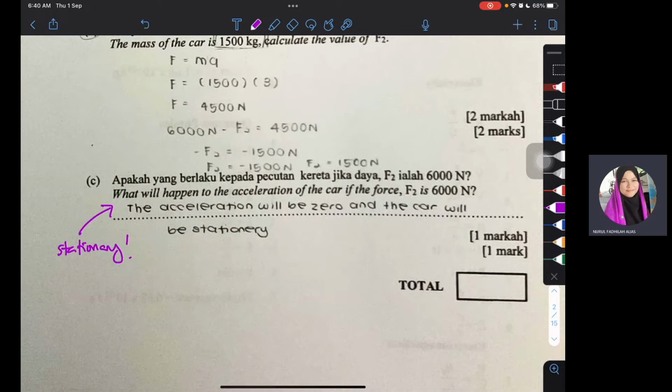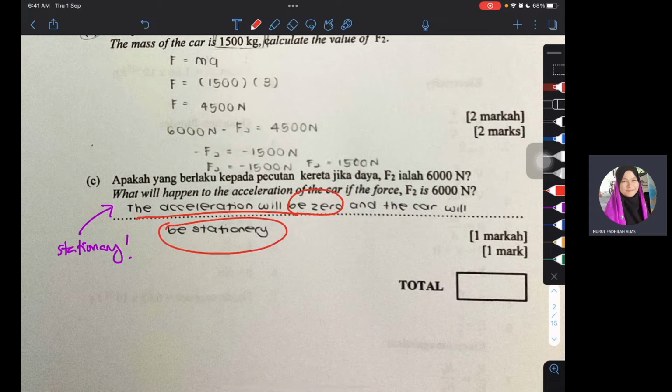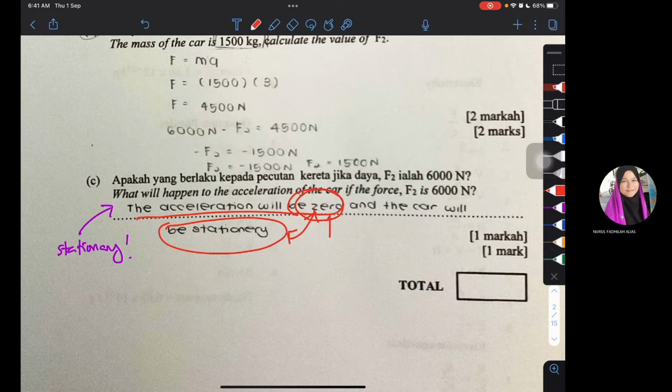This is a contradiction. The acceleration will be 0 and the car will be stationary, which is a contradiction. Zero acceleration does not mean the car is not moving. Wrong. The acceleration is 0, it's not accelerating, but it is moving with a constant velocity. So it is not stationary. Stationary means it's not moving at all. So I cannot give any mark for this student because of the contradictory answer.